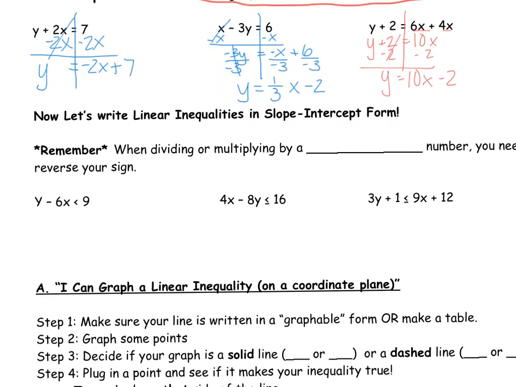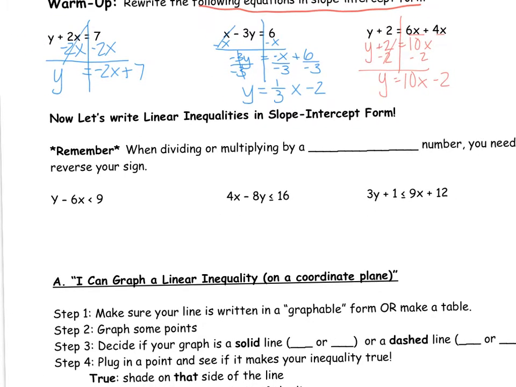But the big key: when multiplying or dividing by a negative number, you need to reverse the sign. Okay, so let's practice solving. Again, the easiest way to do these is to put it in slope-intercept form.